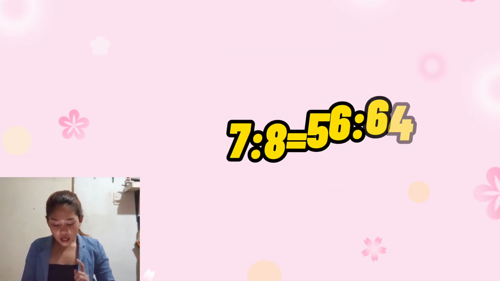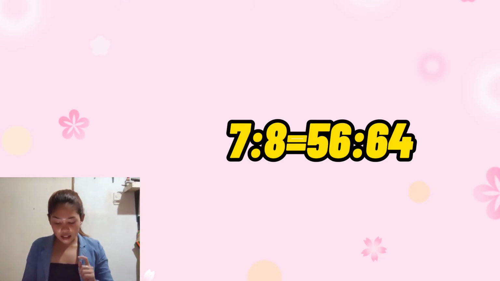7 is to 8 is equal to 56 is to 64, diba? It is a direct proportion because the 7 is to 8 increased, so the second statement also increased, from 56 to 64. So it is a direct proportion if the first one increases, the second also increases. Nasabtan ra class?